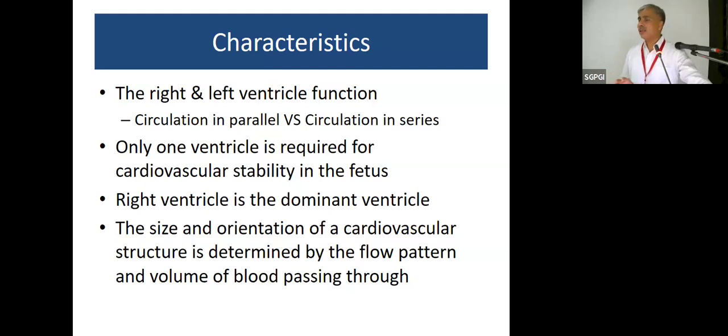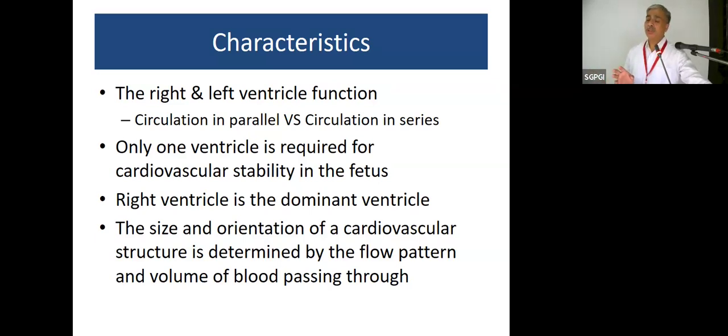The second concept is what? That even a single ventricle is able to sustain life in the fetus, and that is the reason when the baby has even a single ventricle, physiology is surviving inside the uterine cavity, but the moment it comes out, then the problem starts. The third, we all know that the right ventricle is the dominant ventricle, and why is it so? We'll see in the subsequent slides.